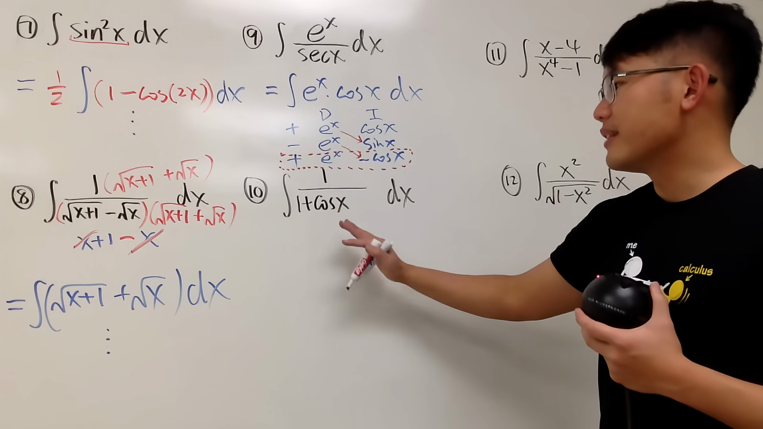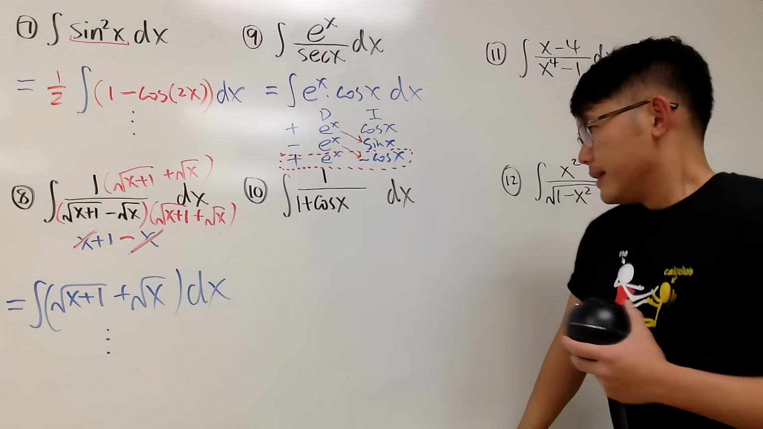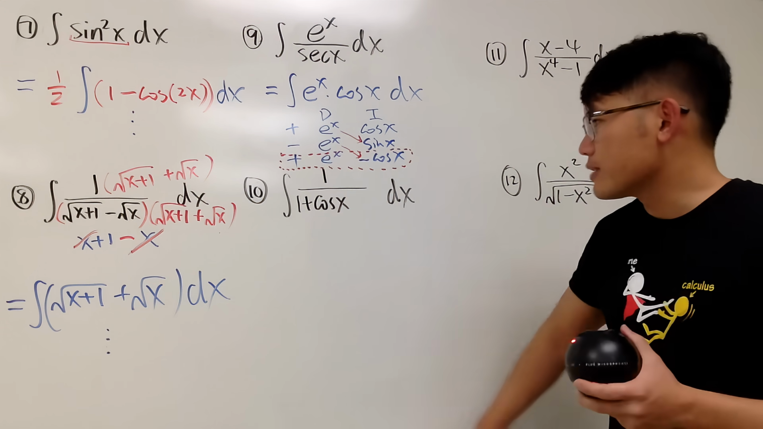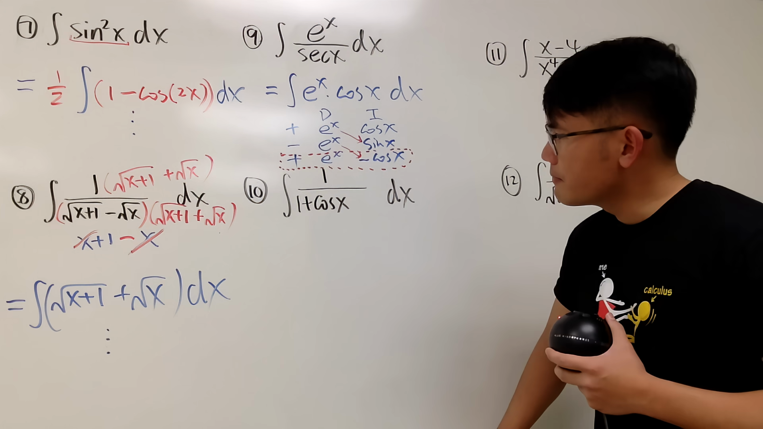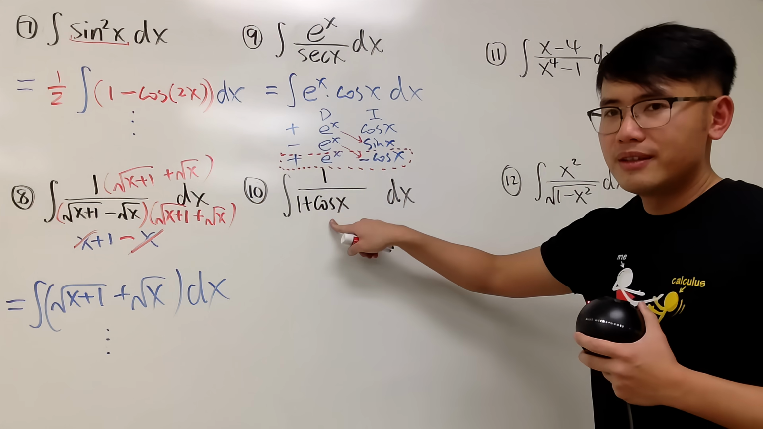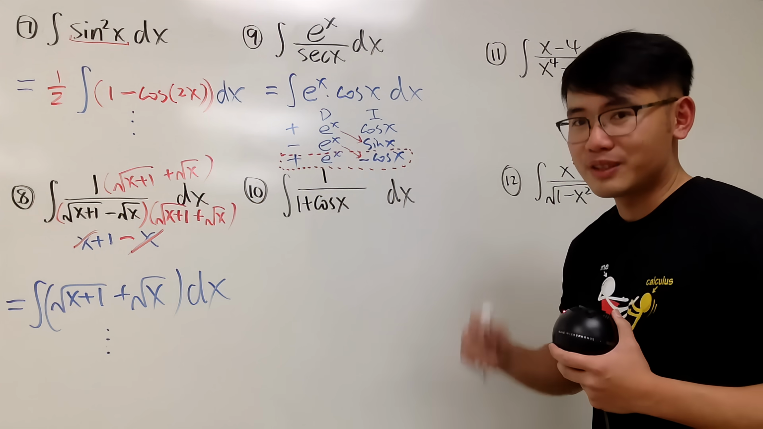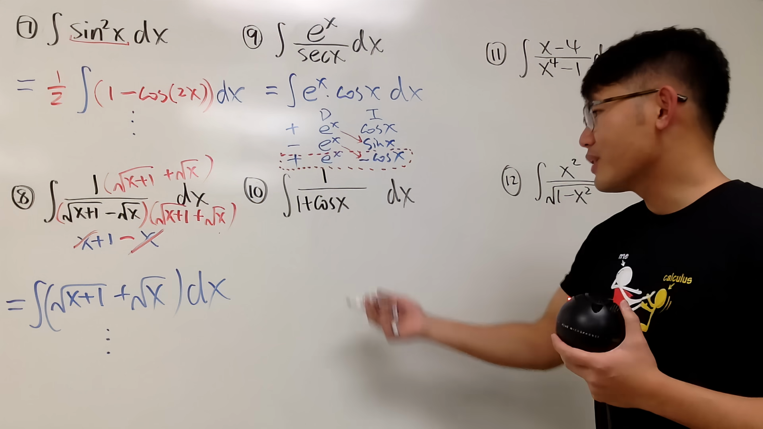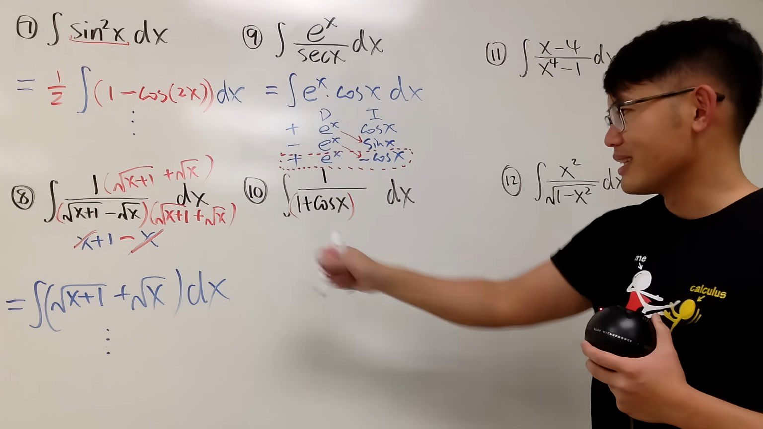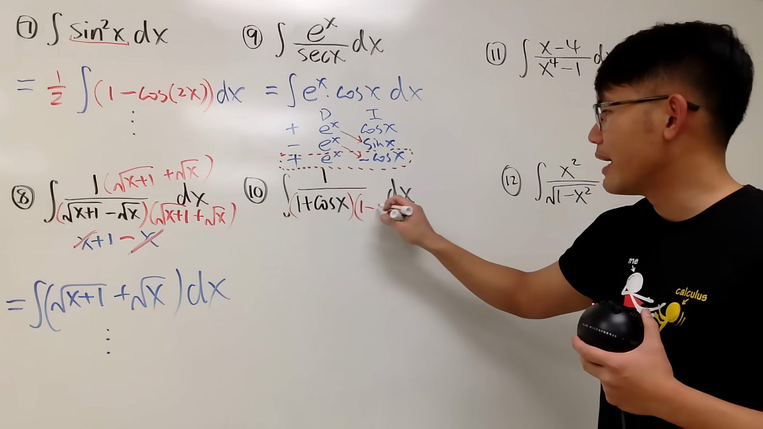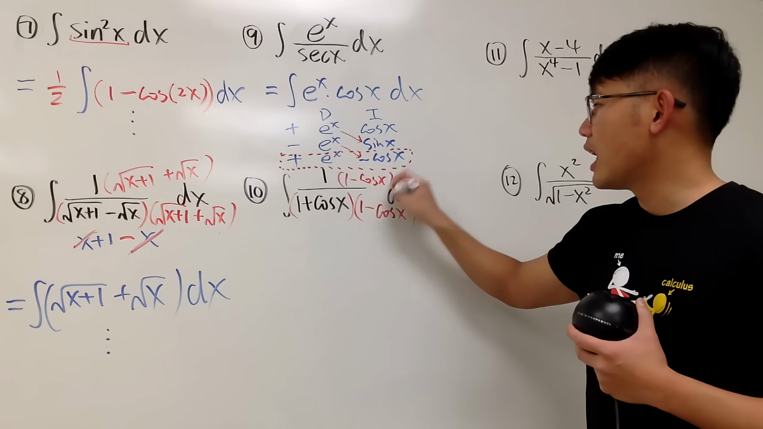Okay, now let's look at number 10. We have the integral of 1 over 1 plus cosine x. Again, I don't have sine x to help me out. What do I do? Well, this right here, I don't like it. What I like is 1 minus cosine square, because that's the same as sine square x, right? Well, it's okay. Let me just go ahead and multiply the bottom and the top by the conjugate. It's similar to that. It's going to work out nicely. Let's do it like 1 minus cosine x on the bottom and also on the top.